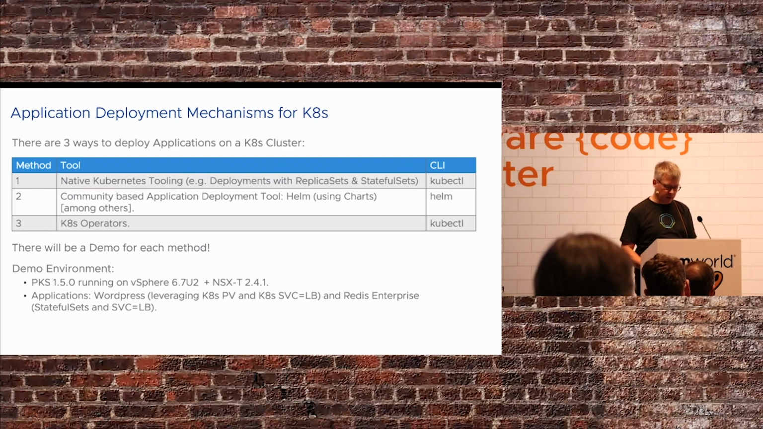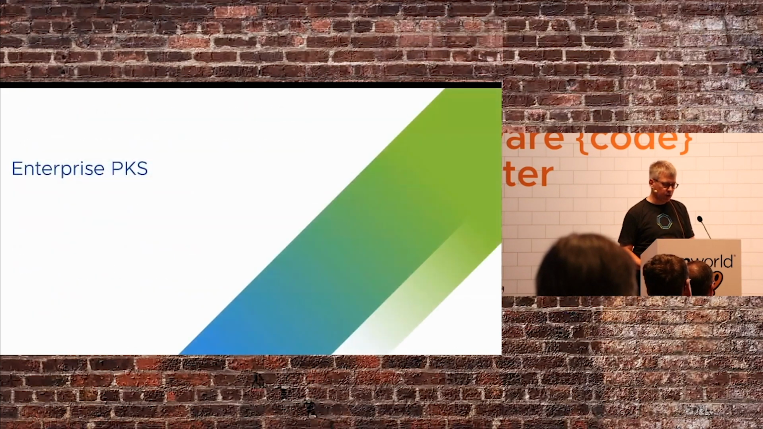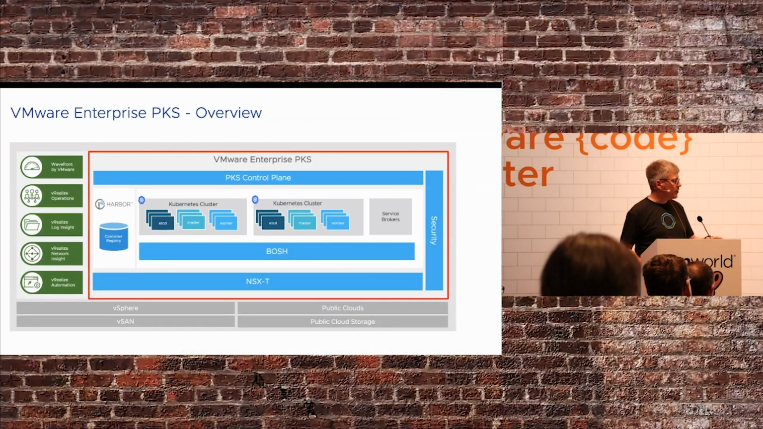So these 3 setups are what I'm going to do here. Enterprise PKS, very short. It's a product now out for almost 2 years. It's using BOSH to deploy the virtual machines. It's using NSX-T below it. We have the Harbor registry integrated, and it's actually one command to create a cluster: pks create-cluster, a new name, and you have it.